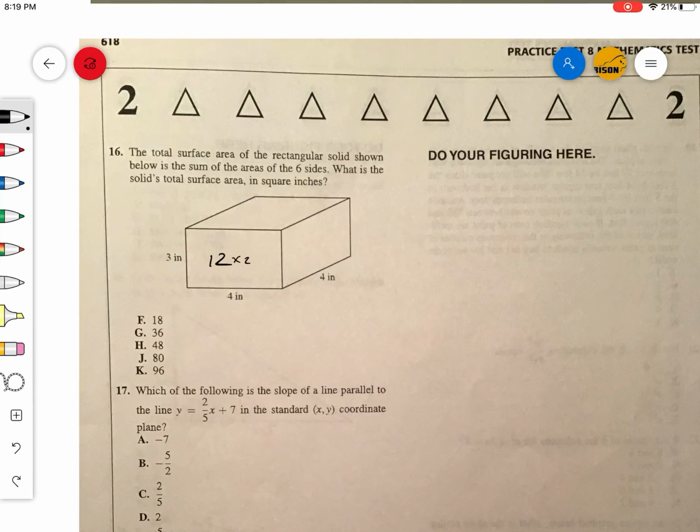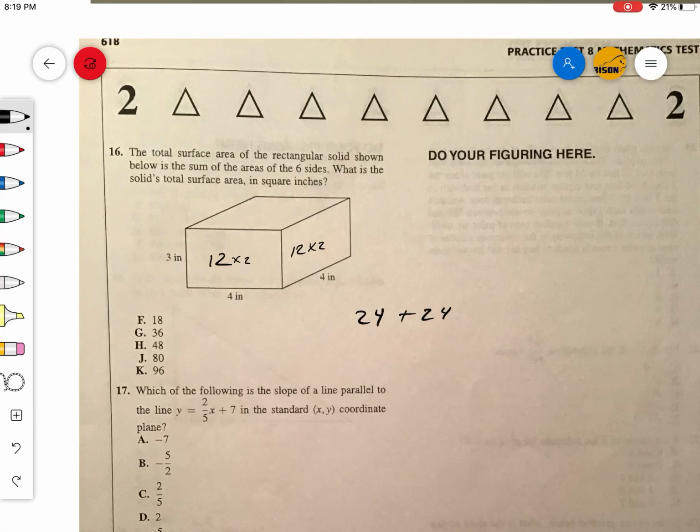So 3 times 4 would be 12. And I have 2 of those, because I got one on the back too. So 12 times 2, that would be 24. All right, the area of the side over here, it's 4 deep and 3 tall. So I got 12 here too. I'll multiply it by 2.